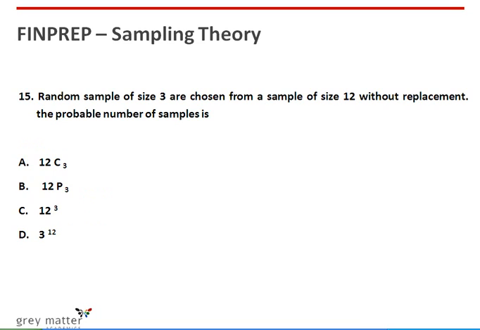15th, a random sample of size 3 is chosen from a population of size 12 without replacement. The probable number of samples would be, the capital N is 12, that is, you can take it as a population of 12, the bigger set, out of which we are choosing a random sample of size 3. So the actual value, without replacement, is 12C3 or 12 choose 3. So the answer is option A, which is 12C3.